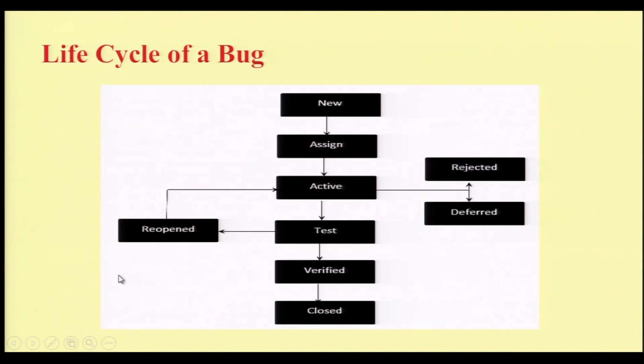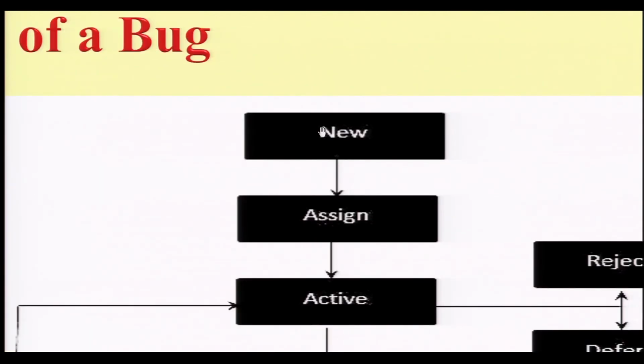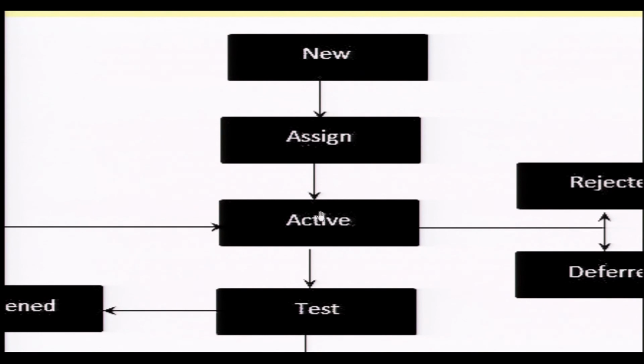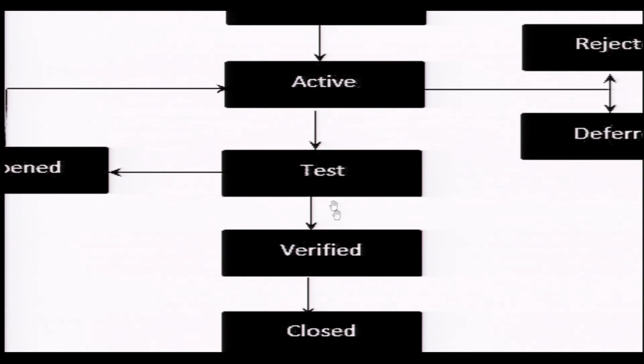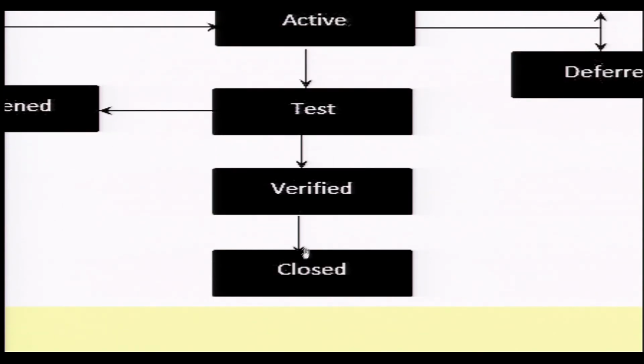Now let us see the life cycle of a bug. I said the bug is also called a defect. So let us see the life cycle of a bug or a defect. When a new bug comes in, this defect will be assigned to the development team, and this bug now is active. This active bug will be tested by the testing team. After testing, if the bug has been cleared, it will be verified, and if it is verified and the bug has been eradicated, then it will be closed.